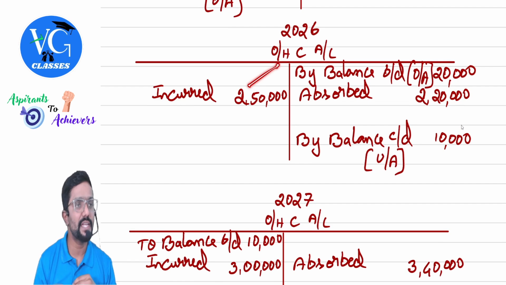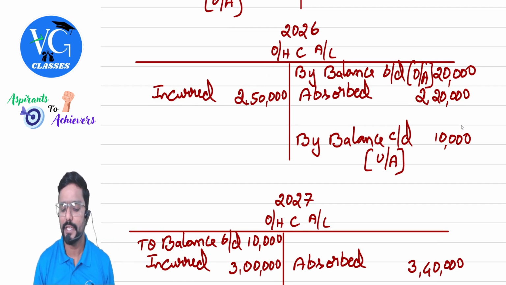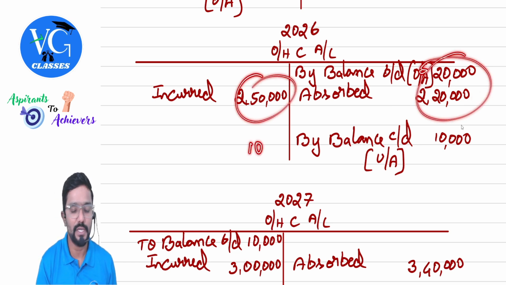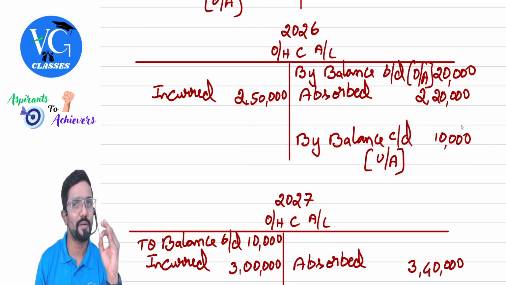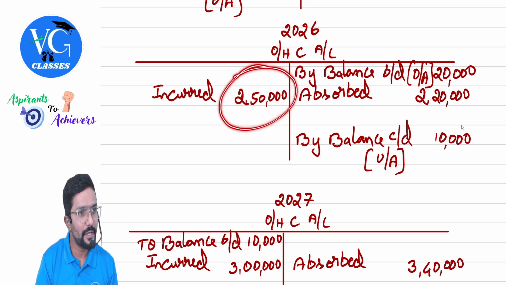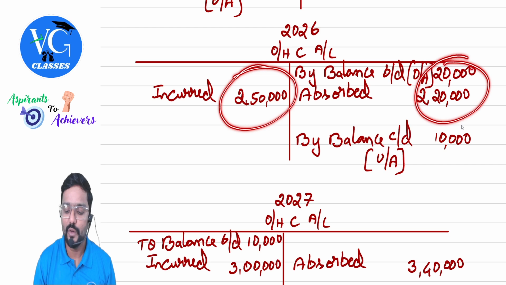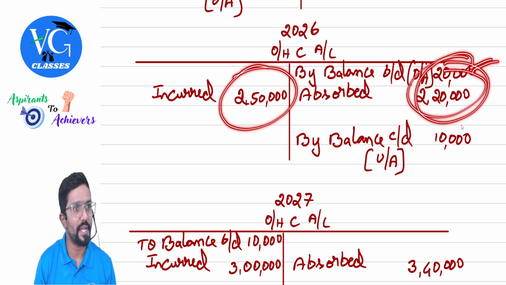In the current year, we incurred 250 overhead expenses and 240 absorbed. So which side is more? 250 versus 240, the debit side is more by 10,000. Correct? How do I balance it? I will write it on the credit side. But this account is having what balance? Debit balance. Clear? Incurred 250, absorbed 240, so there is a debit balance of how much? 10,000.